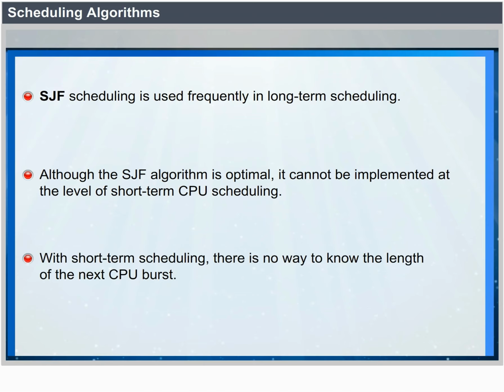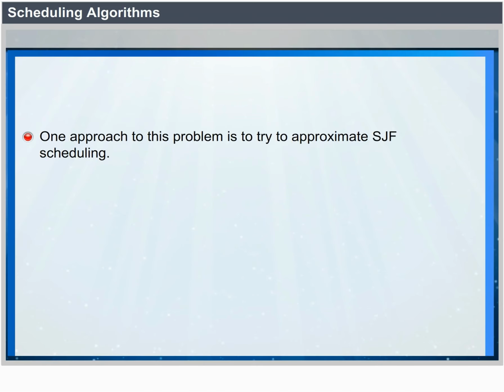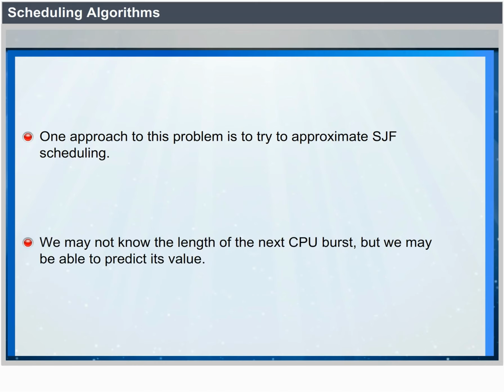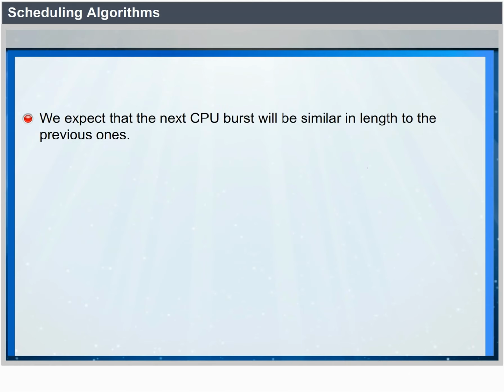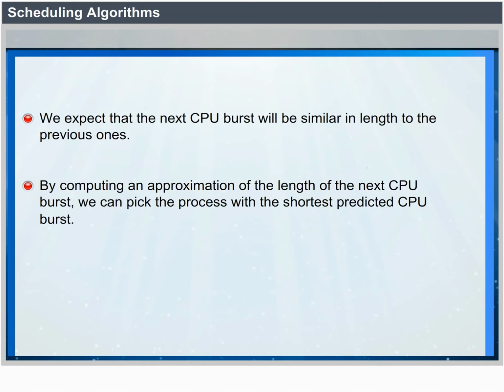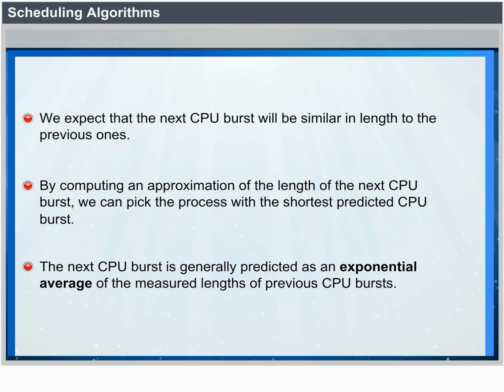One approach to this problem is to try to approximate SJF scheduling. We may not know the length of the next CPU burst, but we may be able to predict its value. We expect that the next CPU burst will be similar in length to the previous ones. By computing an approximation of the length of the next CPU burst, we can pick the process with the shortest predicted CPU burst. The next CPU burst is generally predicted as an exponential average of the measured lengths of previous CPU bursts. Prediction of the length of the next CPU burst.